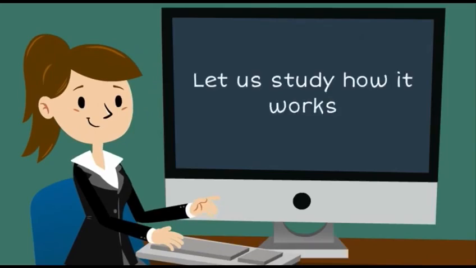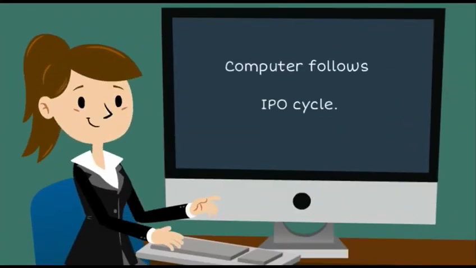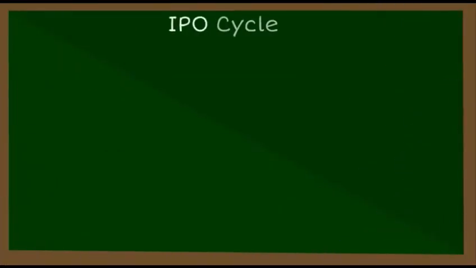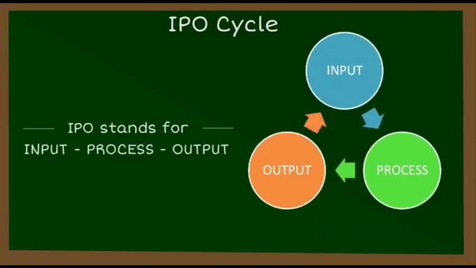Let us study it. Kids, computer follows IPO cycle. Yes, my dear kids, IPO cycle. I stands for input, P stands for process and O stands for output. So, IPO stands for input, process, output. The instructions that we give to computer is input and the result that comes after processing is output.